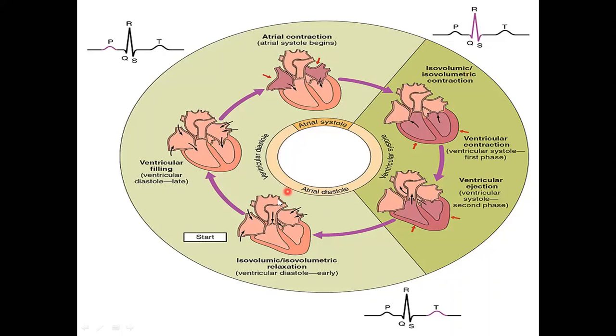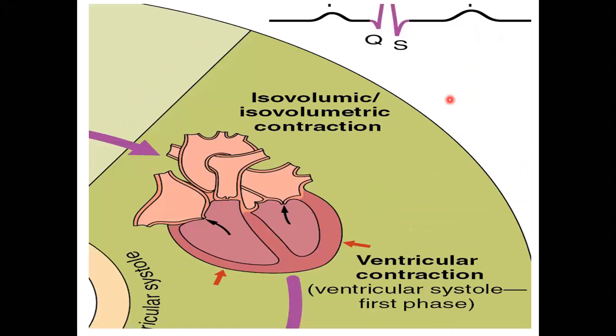We can start from this point, meaning from the isovolumetric relaxation, or you can start from the atrial contraction also. So for your convenience and better understanding, we will learn it from the isovolumetric contraction, also called isovolumic contraction. This phase begins actually from the systole phase of the ventricle. Let us see, this is the first step.